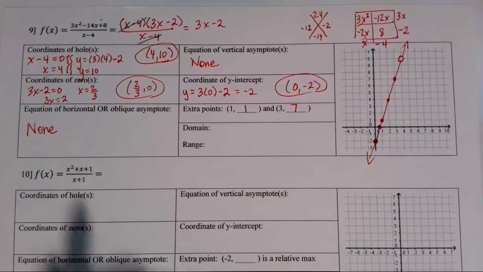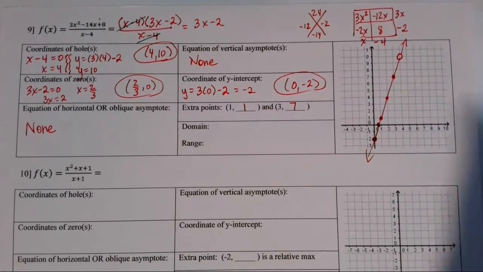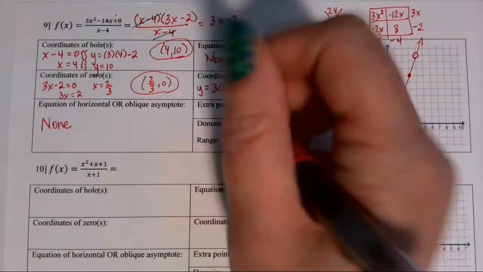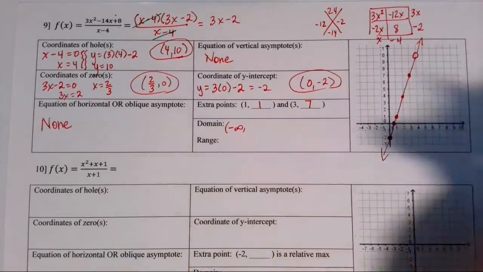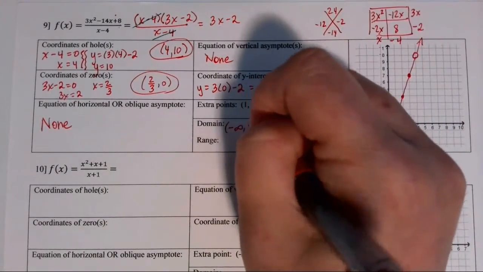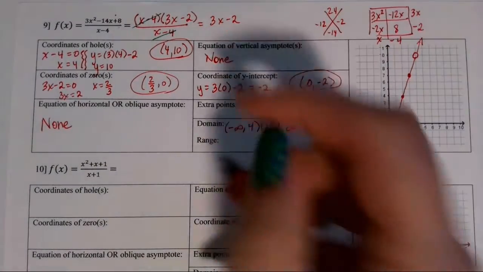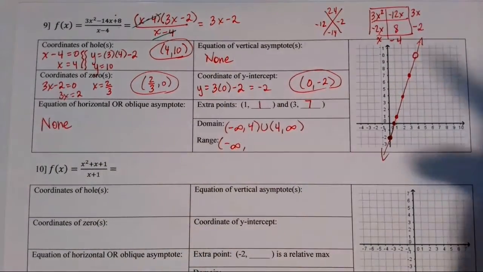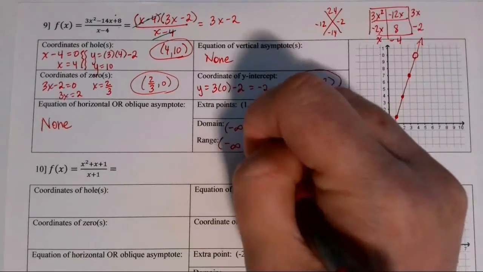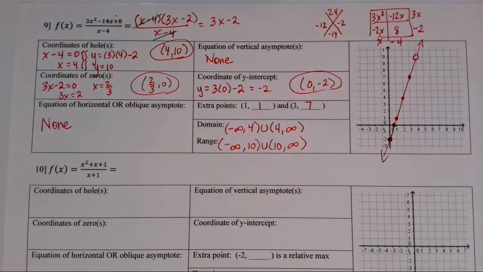So this f of x makes a line with a hole in it, and that hole is going to cause a break in the domain and the range. So domain is -infinity until that hole, which has an x of 4, union, and then 4 to +infinity. The range is -infinity up to this y value of the hole at 10, union, and then 10 to +infinity.